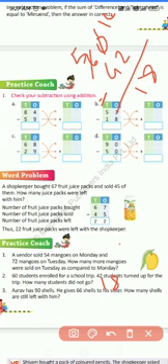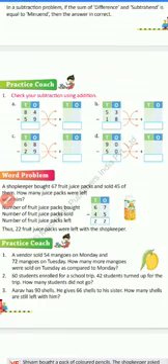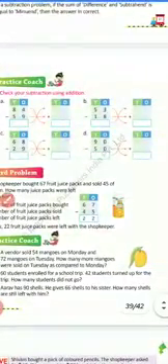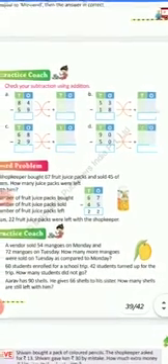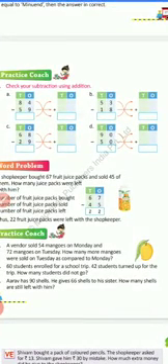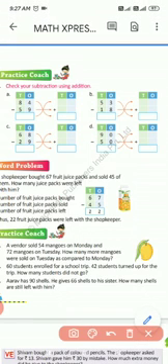Next question, last question. From page number 38. Arav has 90 shells and he gives 66 shells to his sister. How many shells are still left with him? Arav has 90 shells. So we can write 90 like this. And he gives 66 shells to his sister. So how many shells are still left with him?